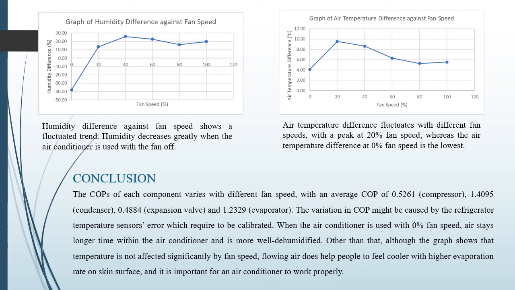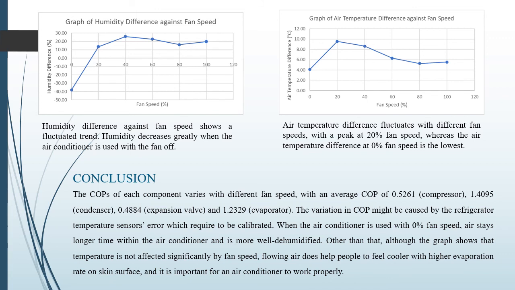The humidity difference against fan speed shows a fluctuating trend, where the humidity decreases when the air conditioner is used with the fan switched off. It is because slow-moving air spends a longer time inside the air conditioner and allows dehumidification to happen. When the fan is switched on, the humidity increases.